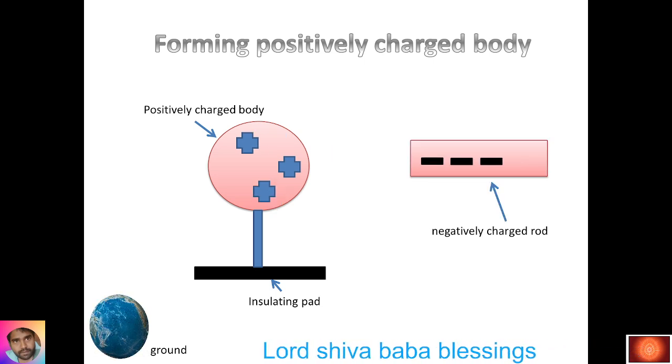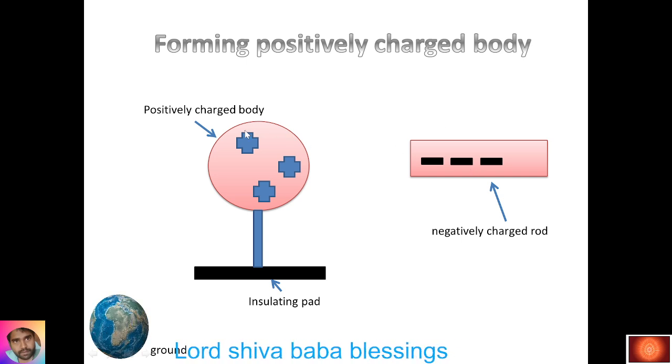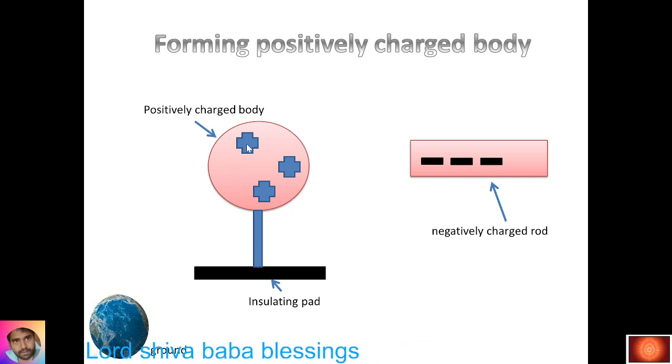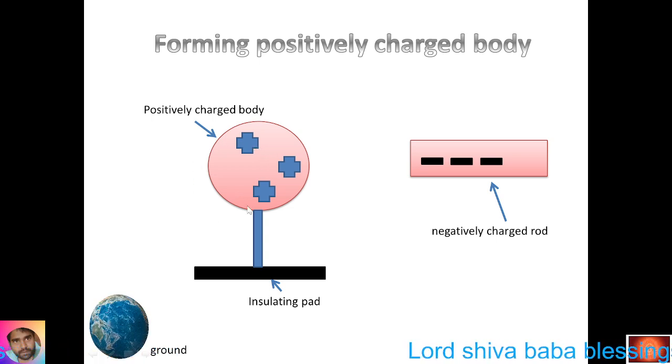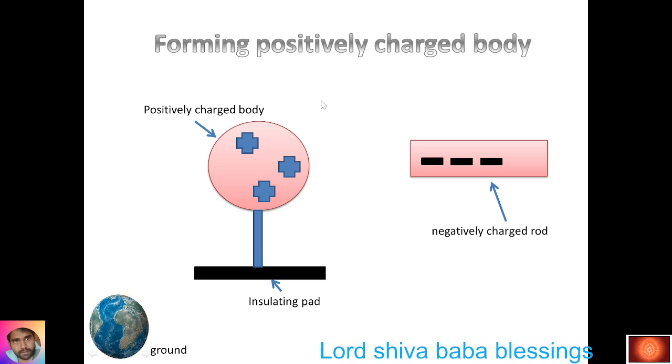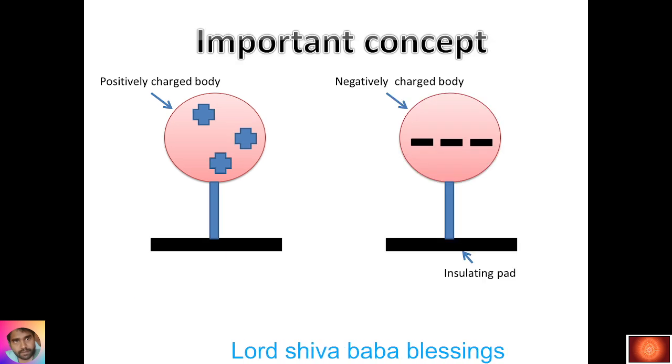Now we remove the connection and bring the rod away. So now only positive charges are present on the body. This makes the metal sphere positively charged. So this is how we will be charging the body to be positive by making use of the process of induction.